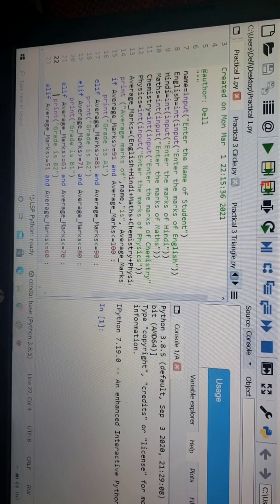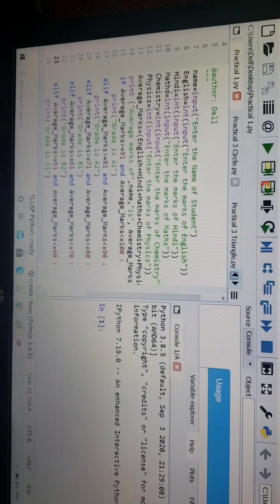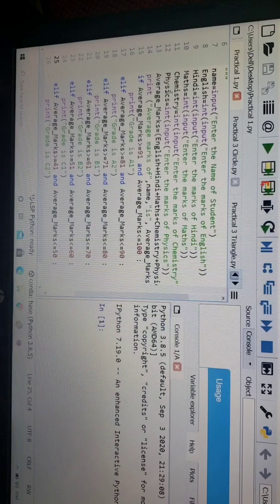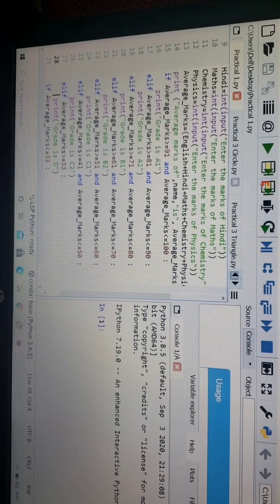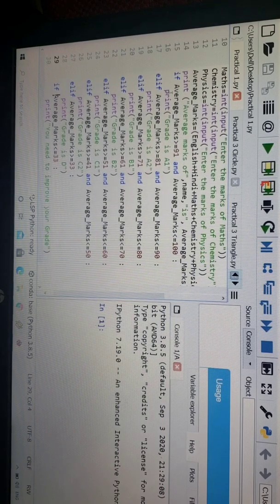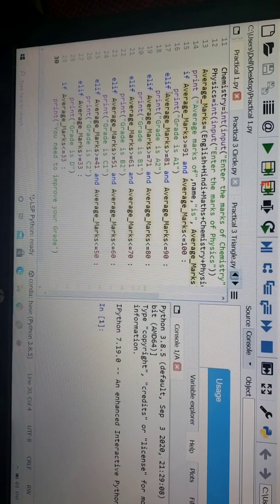B1. Then if the marks range between 61 to 70, then grade is B2. If average marks range between 51 to 60, then in that case grade will be C1. And if average marks are between 41 and 50, then in that range grade will be C2. And if marks are greater than or equal to 33, then grade is D. And if average marks are less than or equal to 33, then in that case you need to improve your grades.